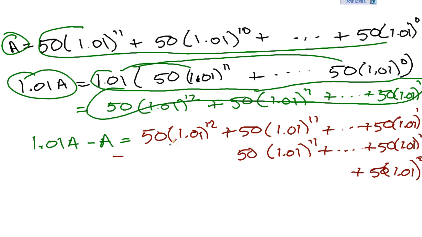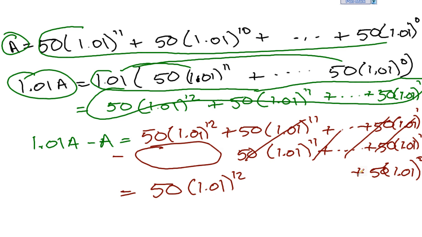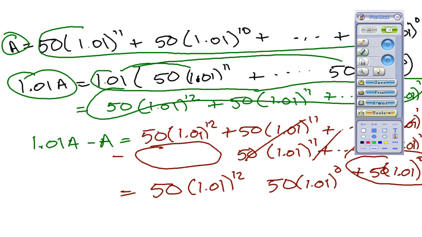So notice that all of these terms in between, this guy would cancel since I'm subtracting all of these guys away from this guy, and all the way down the line we'd have cancellations except for what we'd have left, which is the first term of 1.01a, because there's not anything to subtract here, and also I have an extra 50 times 1.01 to the 0 power. And that's minus because I'm subtracting away the second set of expressions from the first.